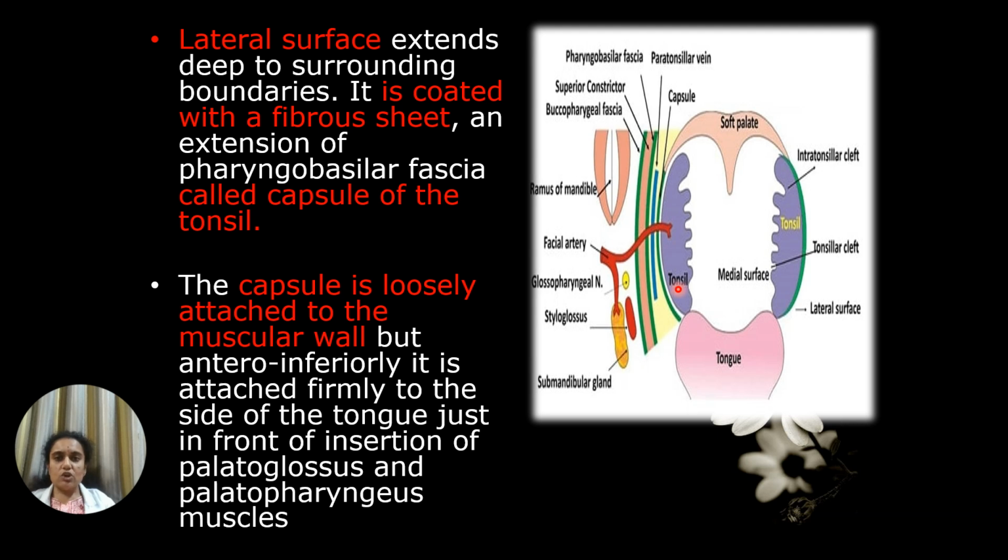The lateral surface of the tonsil extends deep into the surrounding boundaries and it is coated with a fibrous sheath. It's an extension of the pharyngobasilar fascia, which is called the capsule of the tonsil. The capsule is very loosely attached to the muscular wall, but anteroinferiorly it is very firmly attached just in front of the insertions of the palatoglossus and the palatopharyngeus muscles, that is, the anterior and the posterior pillar.